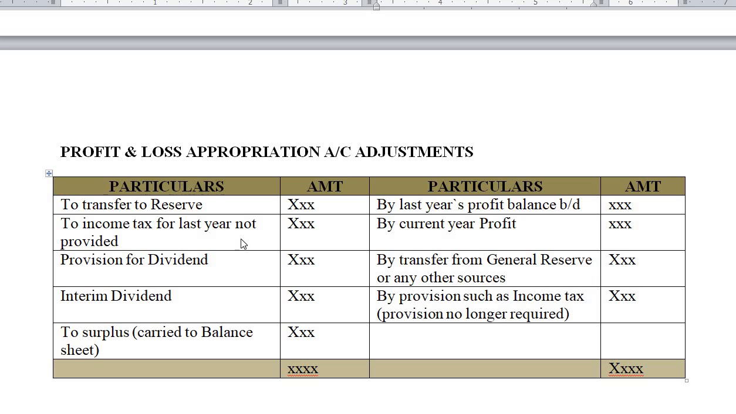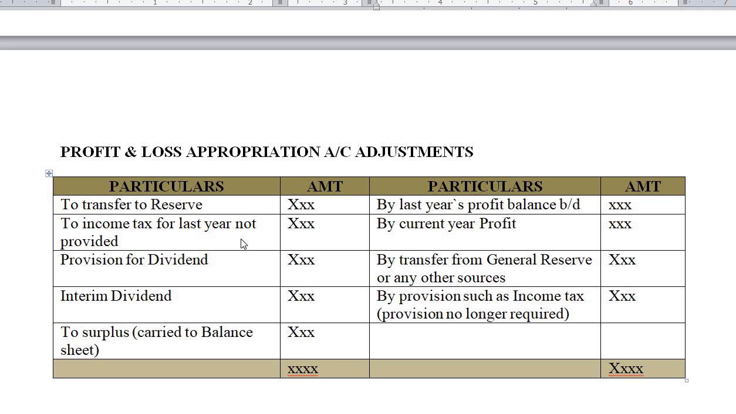For example, if you are proposing dividend for preference shareholders and also proposing an equity dividend, you will give a separate amount for these two dividends, and they will be shown separately. So if your balance sheet has preference shares as well as equity shares, and you are proposing dividend for both, you will show those dividends separately. Interim dividend will also be shown separately.